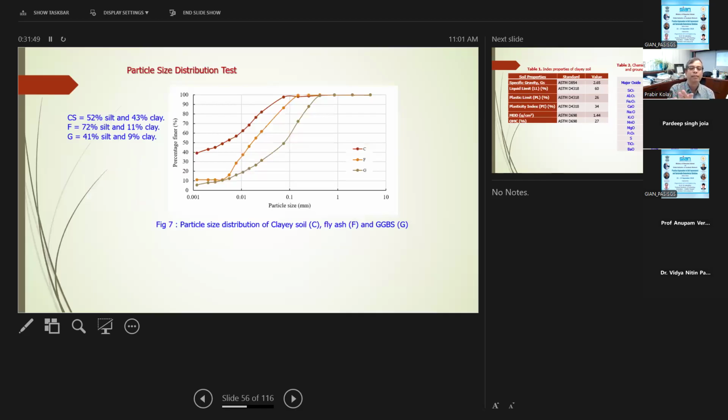As I mentioned, that clay is not CaS, it should be C. So clay is 43% clay, 52% silt. Fly ash is mostly silt. And then GGBS is 41% silt and 9% clay. This is the particle size distribution graph.